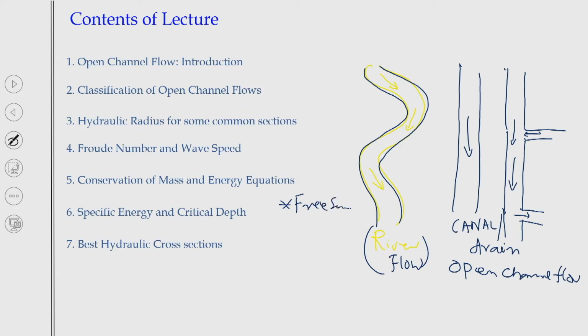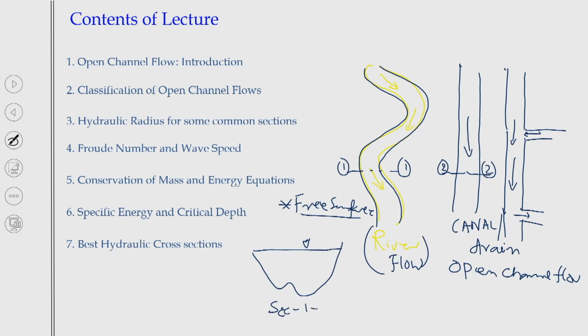Basically, we are talking about flow with a free surface. That means if I take a cross section of a river or of a man-made channel, at sections 2 and 1, if I take the cross section at 1, as expected, being a natural system, it could have a free surface here, for section 1.